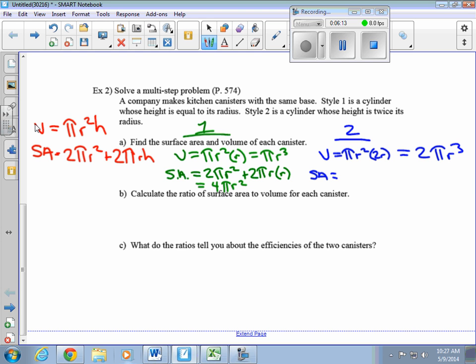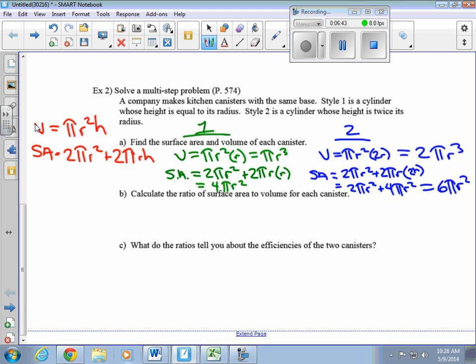And so if we look at the surface area, we're going to plug in, once again, 2 pi r squared plus 2 pi r h. Now instead of h, I'm writing twice my radius, which gives me 2 pi r squared plus 4 pi r squared, which is now 6 pi r squared as my surface area. So now we have the volume and the surface area for both canister 1 and canister 2.